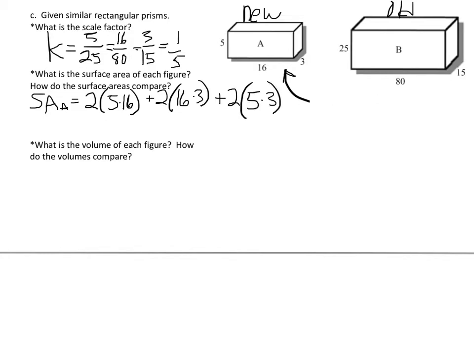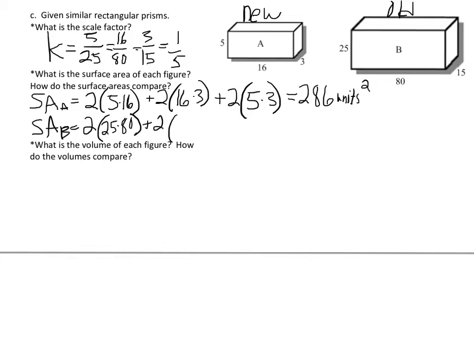So let's see, I'm going to get rid of this arrow so I have a little more room. And if you plug that all into your calculator, you get the answer of 286. And that would be in units squared, square units. Do the same thing for B. So if I was going to do front and back, I would do 25 times 80 twice. And then for the top and the bottom, I would do 80 times 15 twice. And then for the left side and the right side, I'd do 15 times 25 and do that twice. If you plug that all in, you're going to get 7,150 units squared.